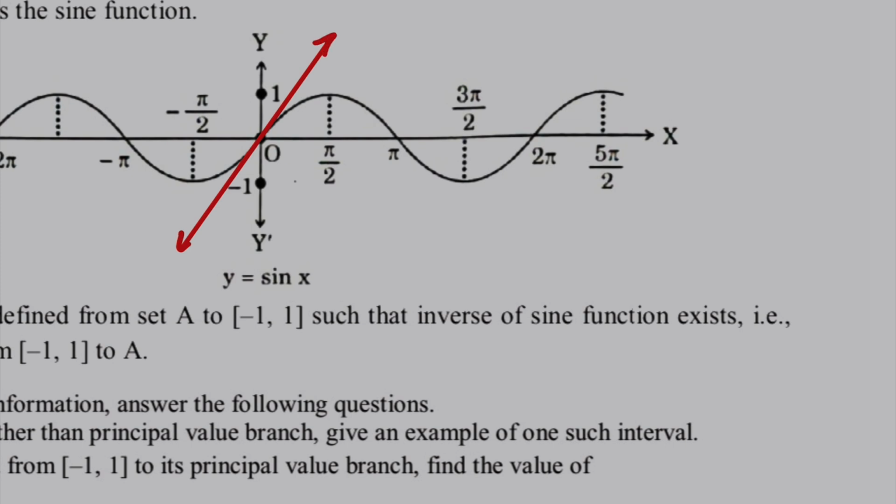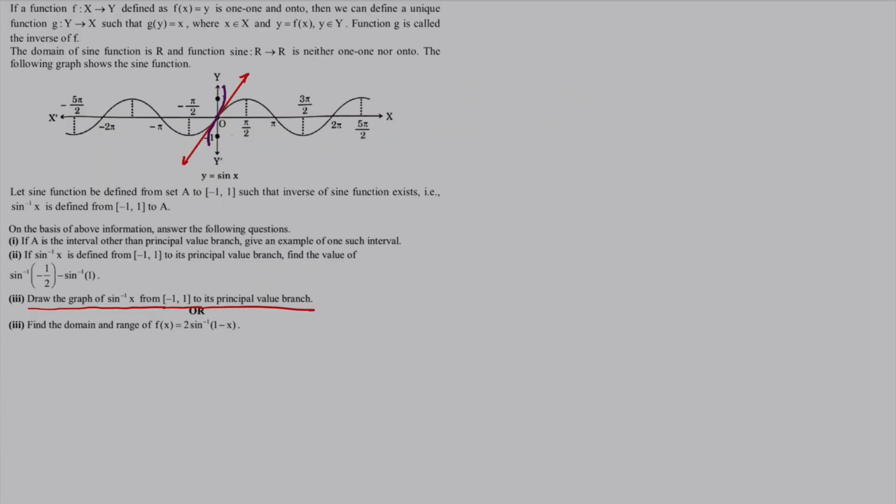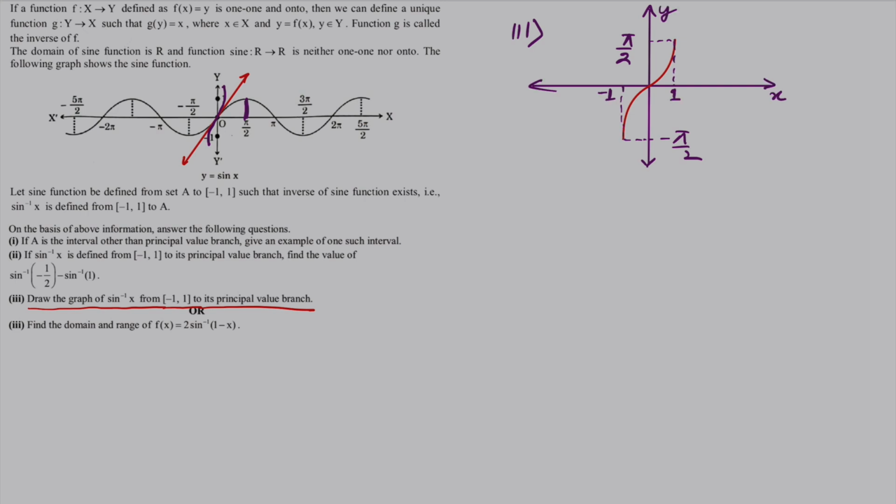So here what we have to do is just draw the mirror image of this branch, and on this side we will get a graph like this. Now, as the domain and codomain change, on the y-axis this point will be pi by 2, and this point will be minus pi by 2, and on the x-axis this point will be minus 1, and this point will be 1. Now on the y-axis we are writing the values of the x-axis of sine x, because in an inverse function we have already studied that domain and codomain reverse.